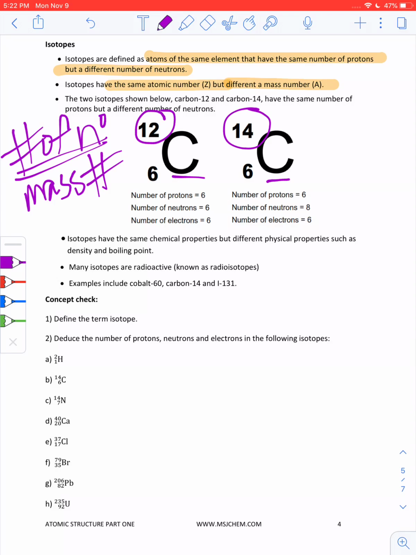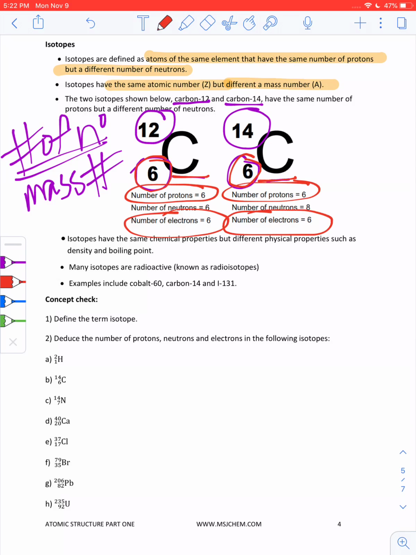So down here on this example, it says the two isotopes shown below are carbon-12 and carbon-14. So they have the same number of protons because if I look down here at their atomic number, they are both 6. That's how I know they're both carbon, because if I look on the periodic table, the atomic number 6 is C, carbon. And so the number of protons are the same and the number of electrons are the same because right now neither of them have charges, so we're assuming that they're neutral. What's different is right here, the neutrons.